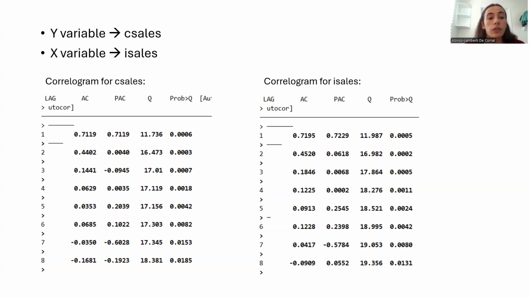For company sales, we ran the correlogram and we see that the PAC for period one is 0.7119, which is higher than 0.5, and therefore we will introduce a lag in company sales. For the industry sales, we also ran the correlogram and we saw that the PAC in period one is also higher than 0.5. It's 0.7229, which means that we will also add a lag. So we will have company sales T minus 1, and industry sales T minus 1.